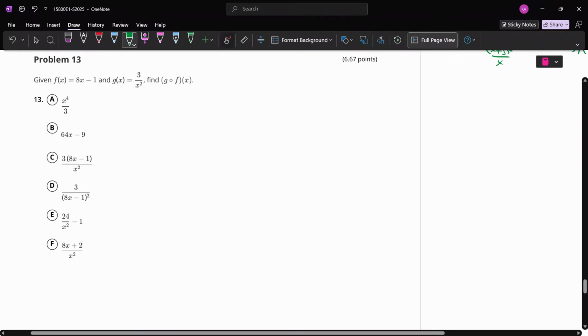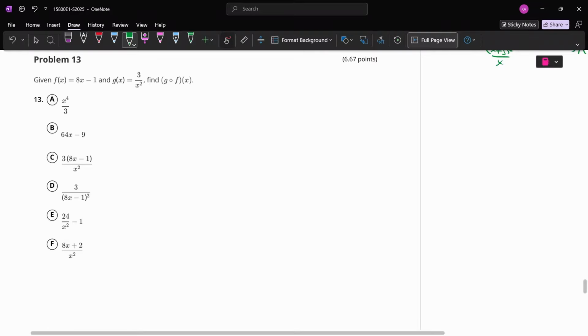Right, given that f of x is equal to 8x minus 1 and g of x is equal to 3 over x squared, find g composed with f of x. So this question is going to be another case of just substituting stuff into a function and then simplifying. There was another question on this exam that did something similar to this, but with a little bit of extra compound steps, I guess.